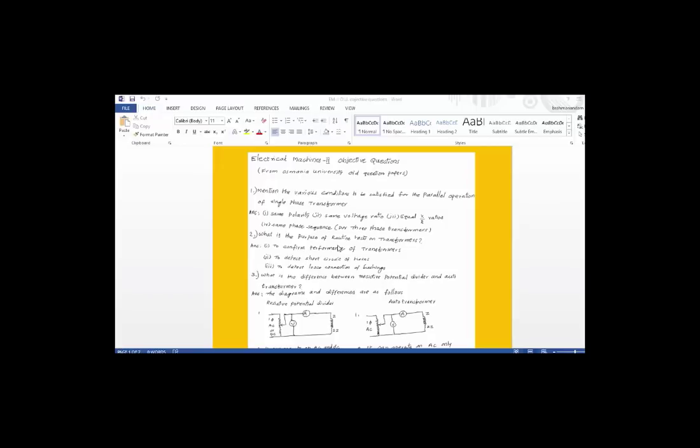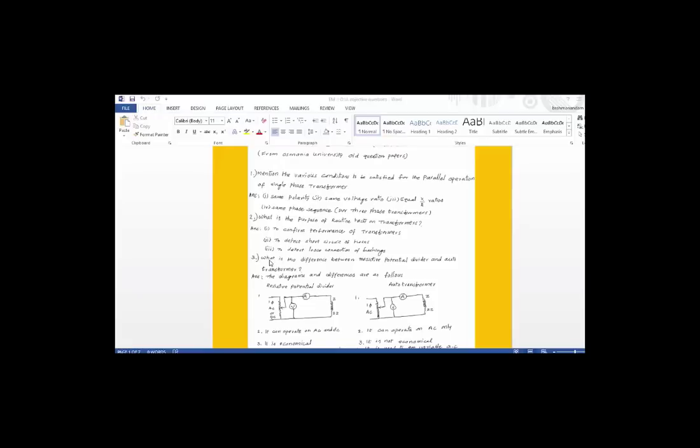Second question, what is the purpose of routine test on transformers? The answer: first point is, it is used to confirm the performance of transformer. Second point is to detect short circuit of turns in the winding. Third point is to detect the loose connections of bushings.